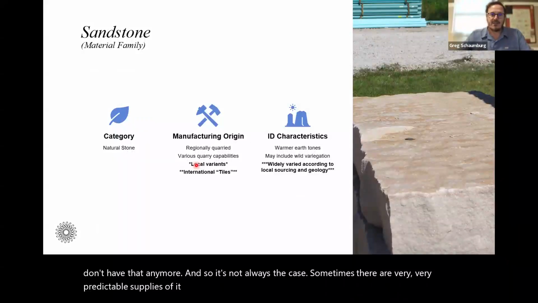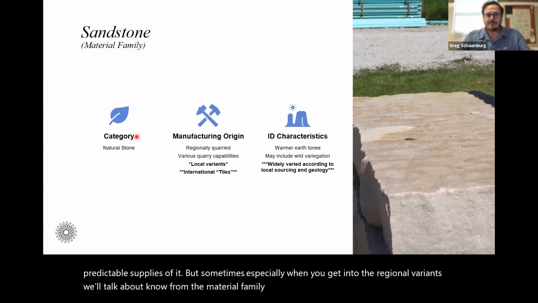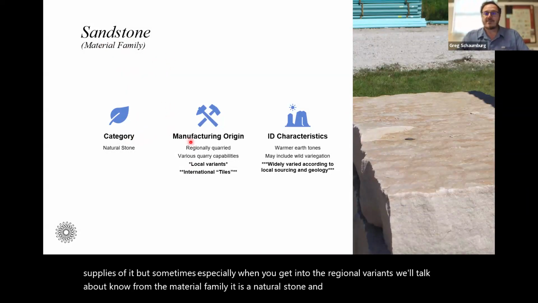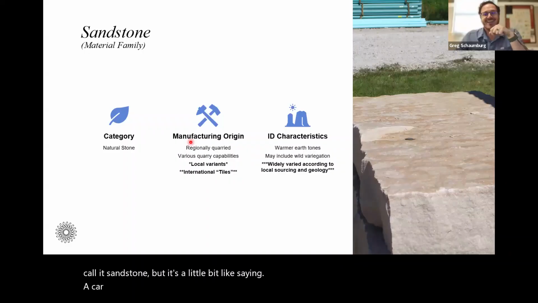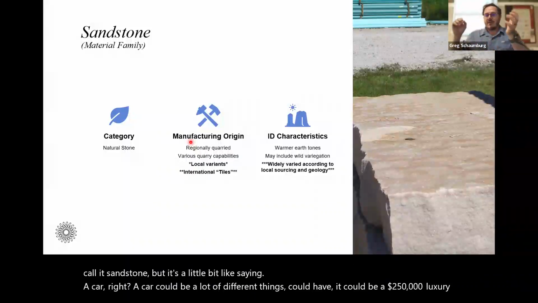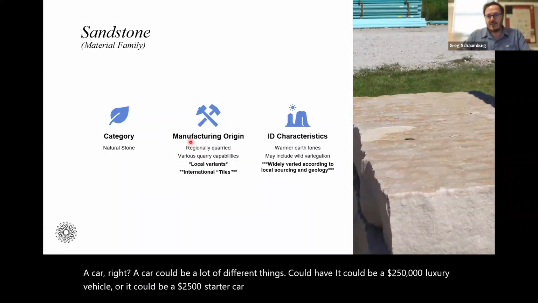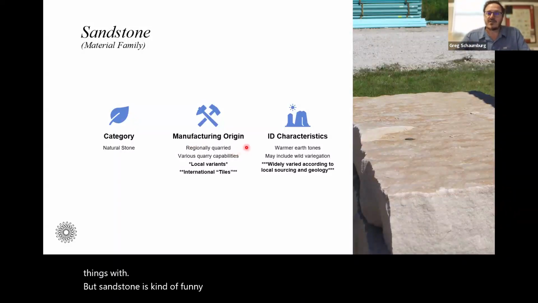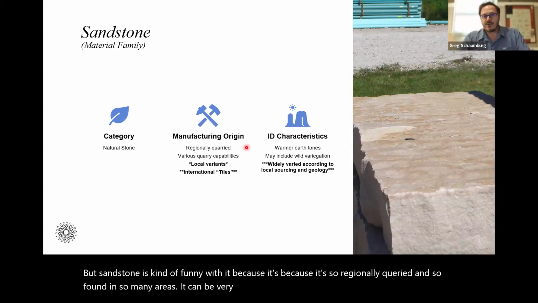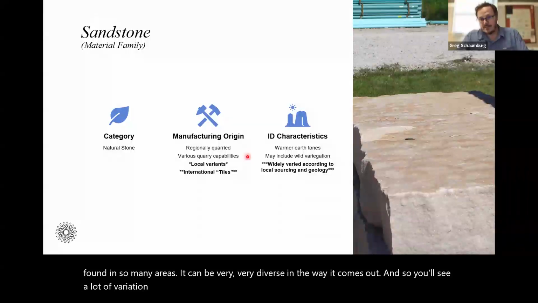But sometimes, especially when you get into the regional variants, we'll talk about, from the material family, it is a natural stone. And people will generally call it sandstone, but it's a little bit like saying a car, right? A car could be a lot of different things. It could be a $250,000 luxury vehicle, or it could be a $2,500 starter car that you run around and do things with. But sandstone's kind of funny because it's so regionally quarried and found in so many areas. It can be very, very diverse in the way it comes out. And so you'll see a lot of variation in the quarry capabilities of who's supplying it.